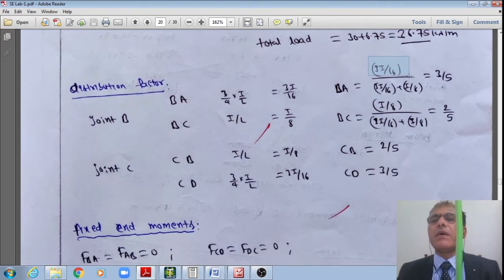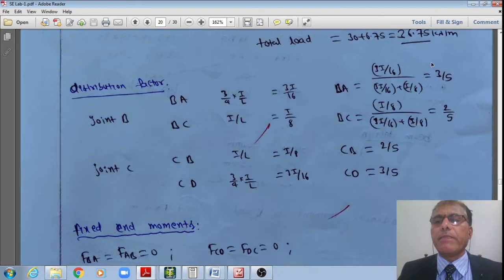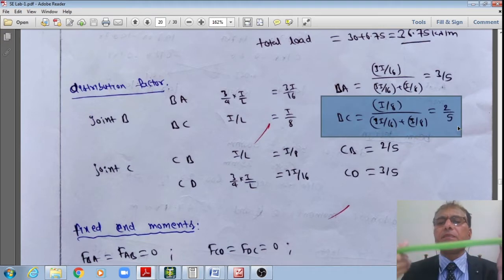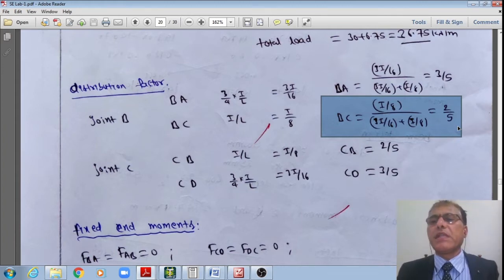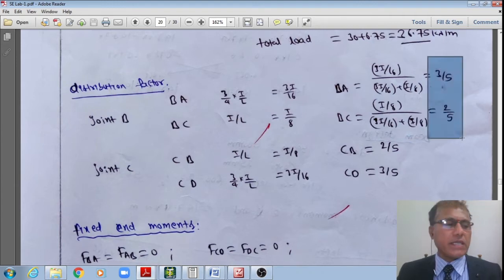Hence, the distribution factor of the column BA is the stiffness of this column, which is 3 I by 16, over the stiffnesses of all the members meeting at this joint. One column is meeting, which is 3 EI by 16, and one beam is meeting here, I by 8 or EI by 8. Therefore, it works out to 3 by 5, which is 0.6. Likewise, I'll find out for the beam: I by 8 divided by 3 I by 16 plus I by 8. It works out to 2 by 5. Therefore, the check is 3 by 5 plus 2 by 5 is equal to 5 by 5, that is 100%. Hence, the summation of these two must be 100%. Yes, I got the check.